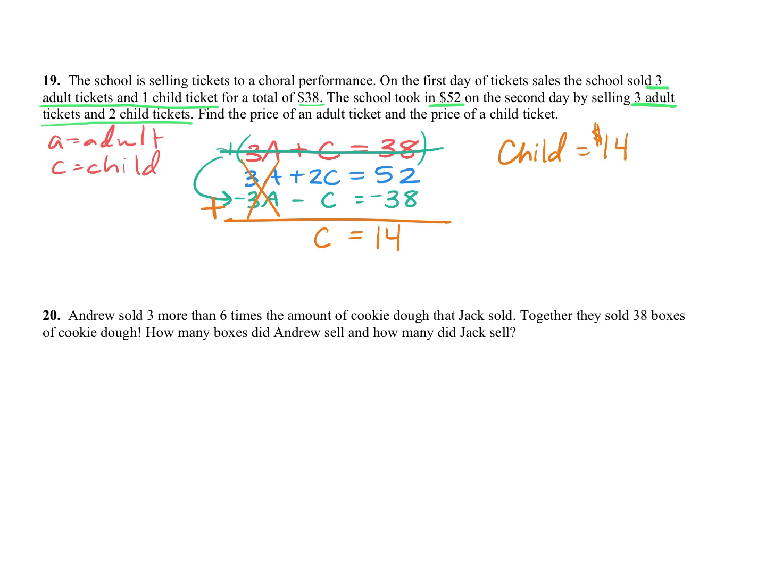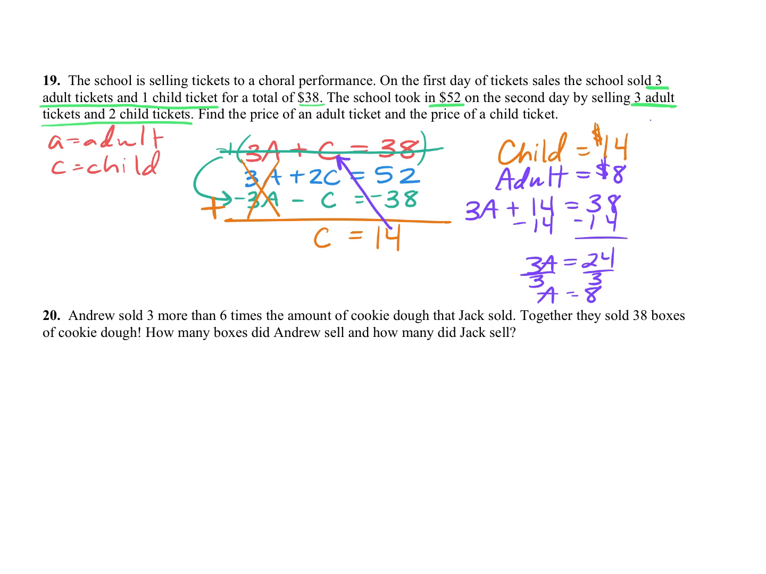Okay, if you write that, great. If you write C equals 14, not great, and I will not give you full credit for it. Make sure I know what you're talking about. So C is 14. How do you solve for A then? Plug it in. I would just go back to that first one. So 3A plus 14 equals 38. Take away the 14. So you get 3A equals 24. Divide by 3. So A is 8. What does that mean? Adult tickets are $8.